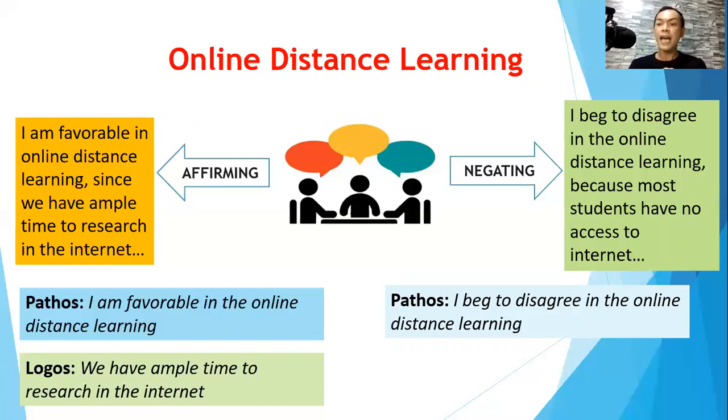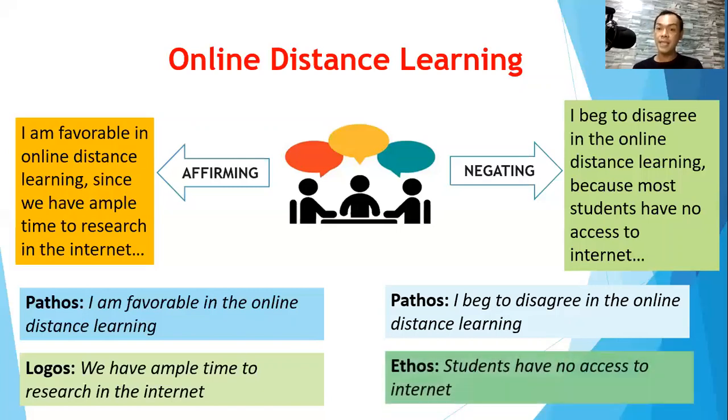And it's obvious that on a negative statement, there is an ethos here, which states students have no access to internet, meaning proving a particular information that most of the students, especially those who are supposedly into online distance learning, cannot access because of unstable internet connection, some issues about internet connection. So the speaker here is saying that students have no access to internet. So why insist, why strengthen the online distance learning?